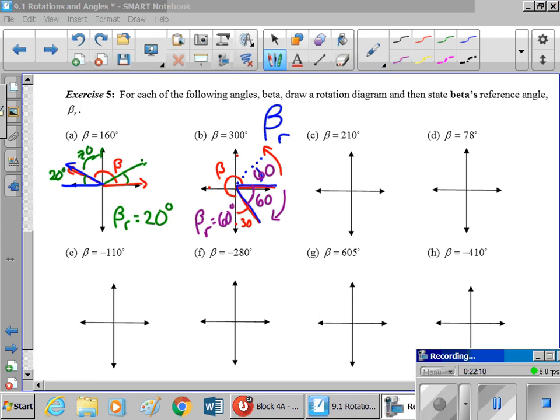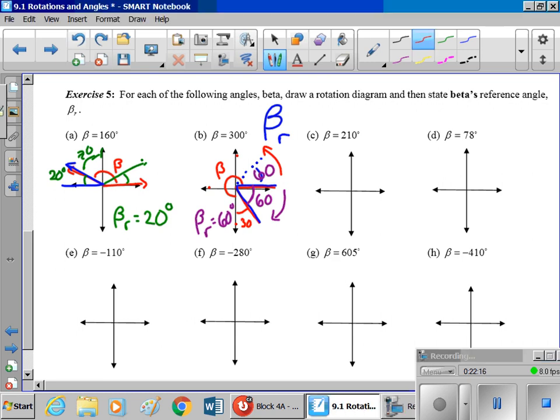All right, for C, sorry, we have beta equals 210. So we start with the initial ray. We go around 90, 180, 210 degrees. We need the angle between our terminal ray and the x-axis. That's going to be this little purple thing. We went 90, 180, and then 30 degrees further, so it's going to be 30 degrees. So we wind up with beta r equals 30 degrees.